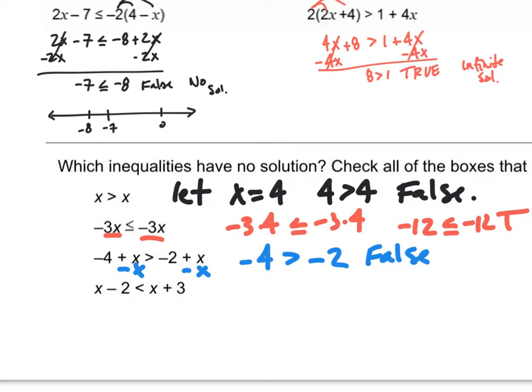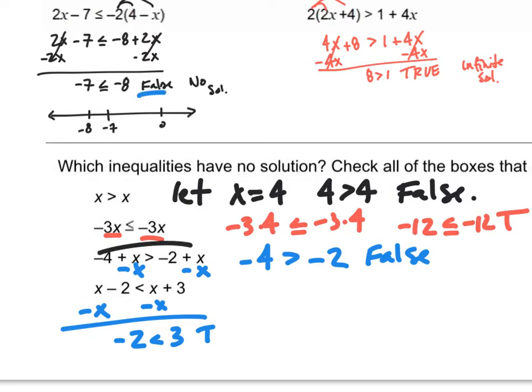And then let's go over here. Let's subtract an x from both sides here and here. We get that negative 2 is less than 3. True or false? This one's true. So the ones that have no solutions are the statements that are false. So our answers would be this one and this one.